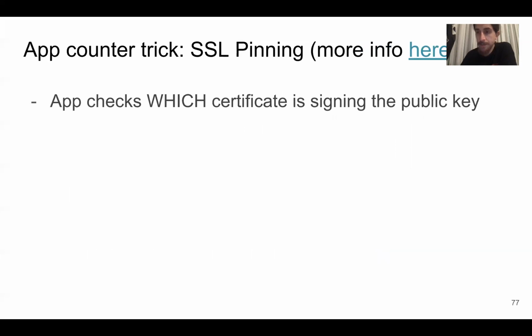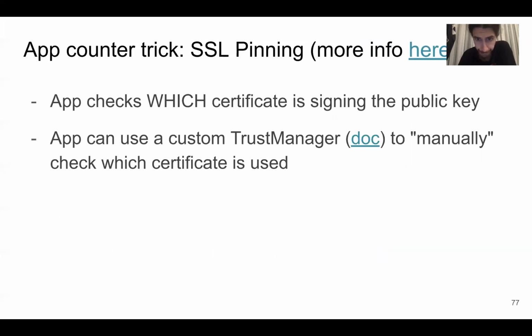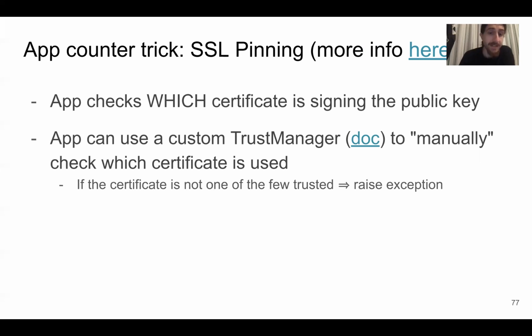Again, same principle. So for mobile, there are different ways of implementing this. One of the main ones was to create a custom trust manager, and basically with this trust manager, you would manually check which certificate is used, and you can check it against a blacklist. And again, if the certificate is not one of the few trusted, then you raise an exception.